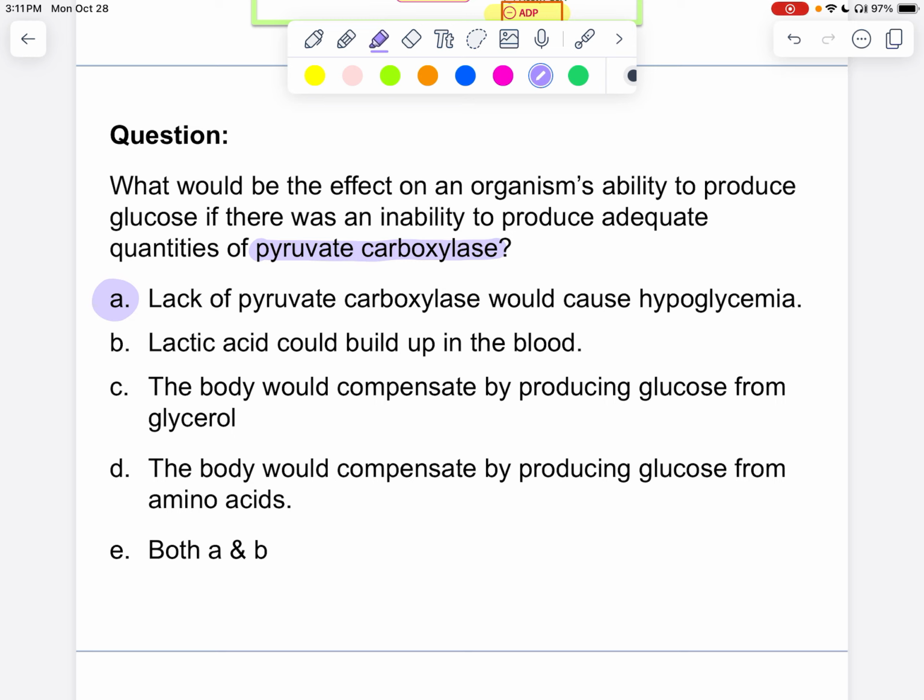All right, remember that in the liver, lactic acid can be converted to pyruvate and then gets carried into gluconeogenesis. Or this is a way for lactic acid to be cleared from the blood. But if we can't carry out our gluconeogenesis, we would definitely start seeing this lactic acid build up.